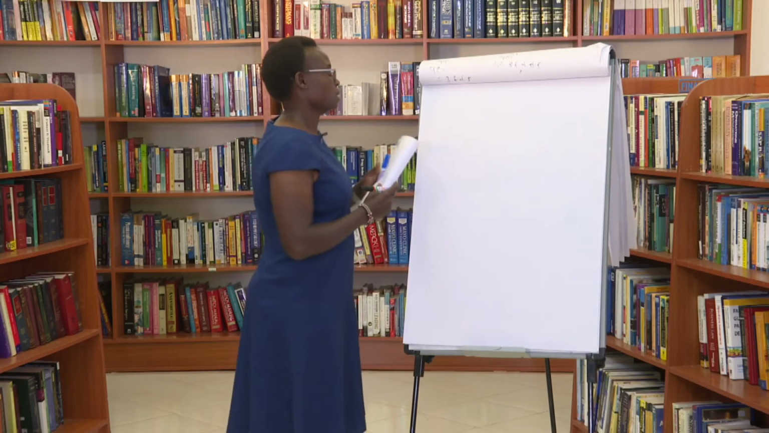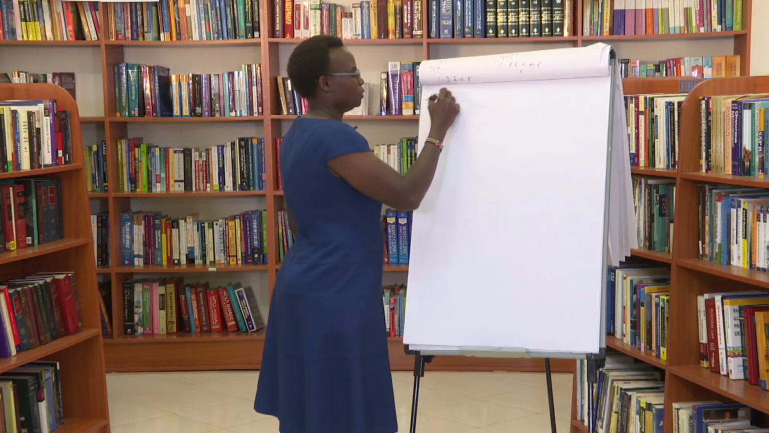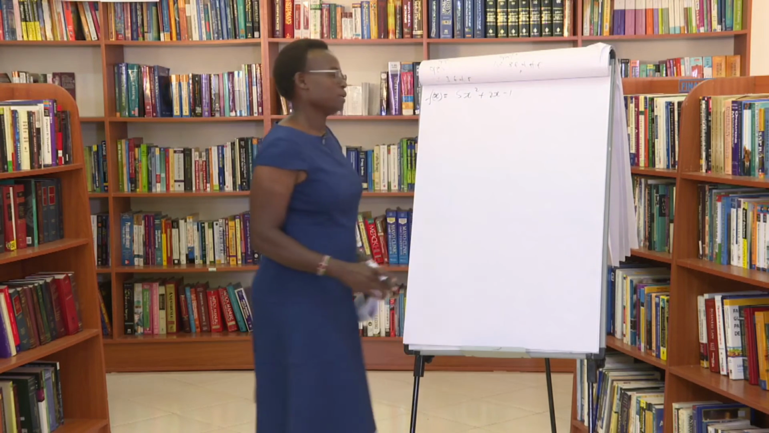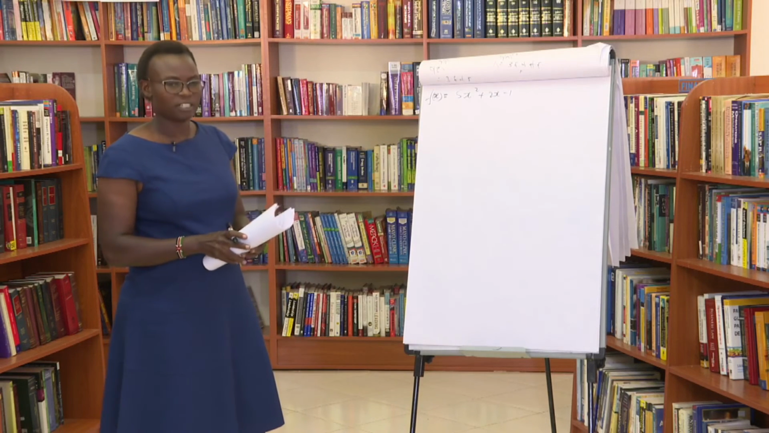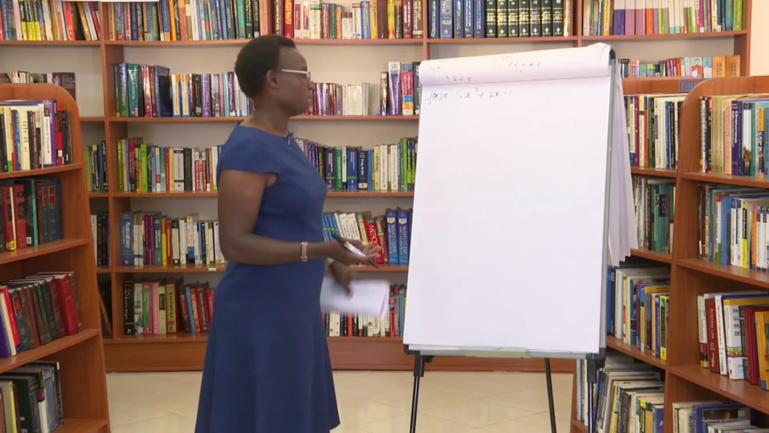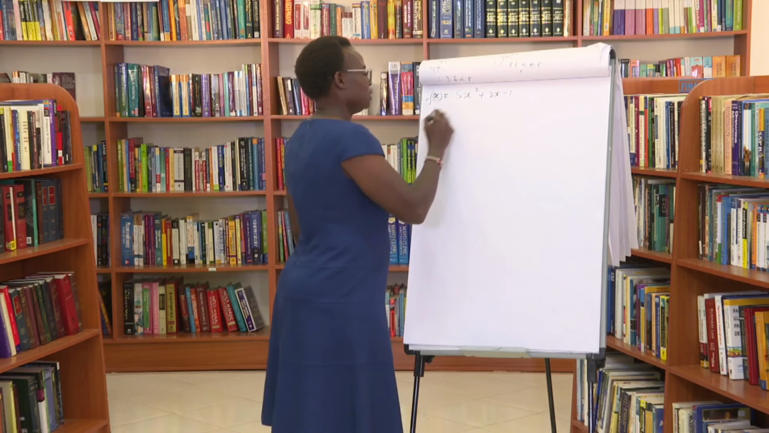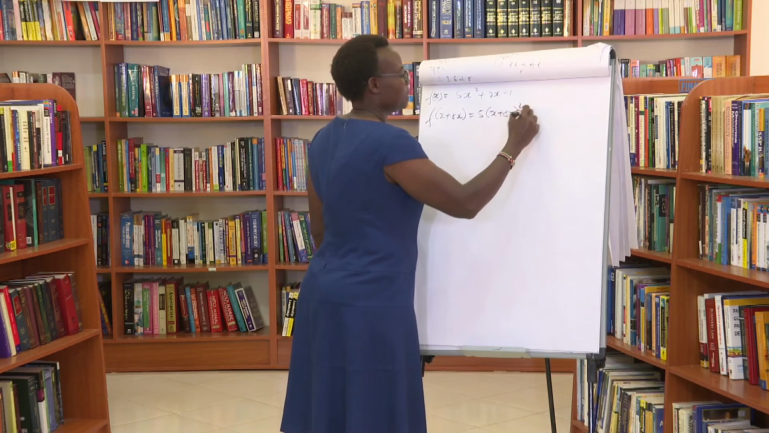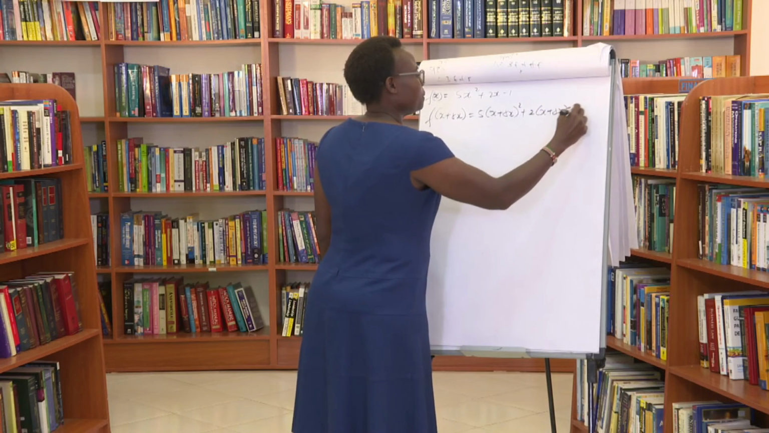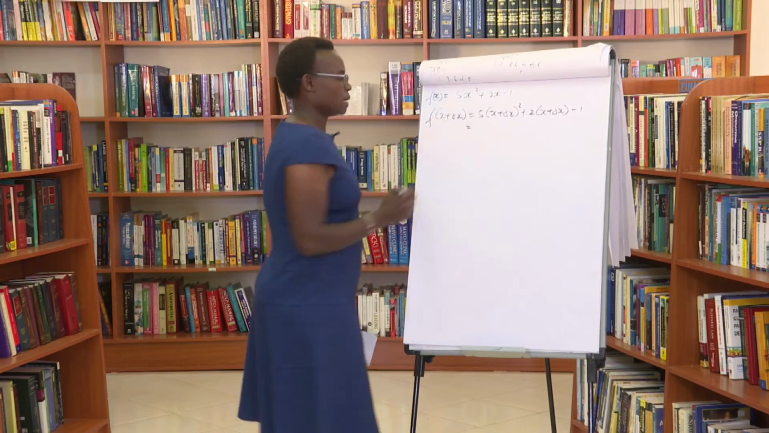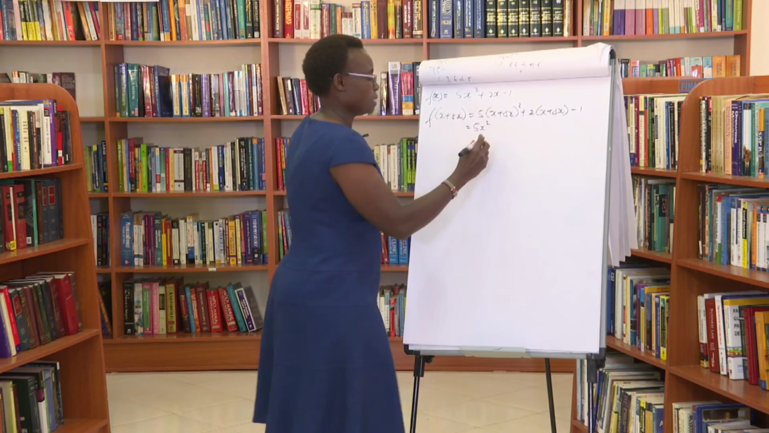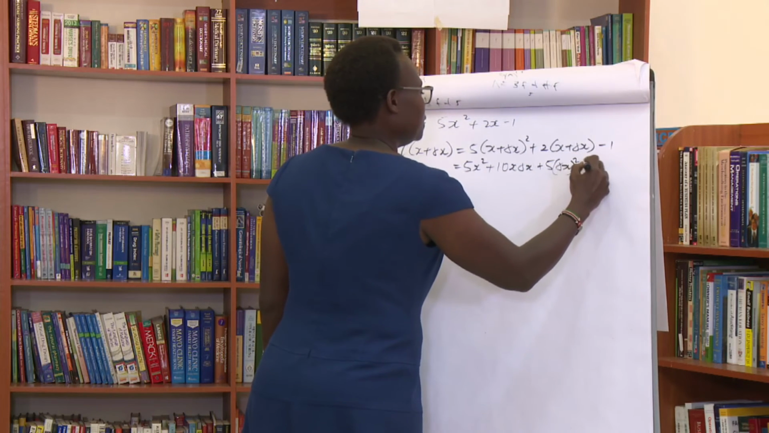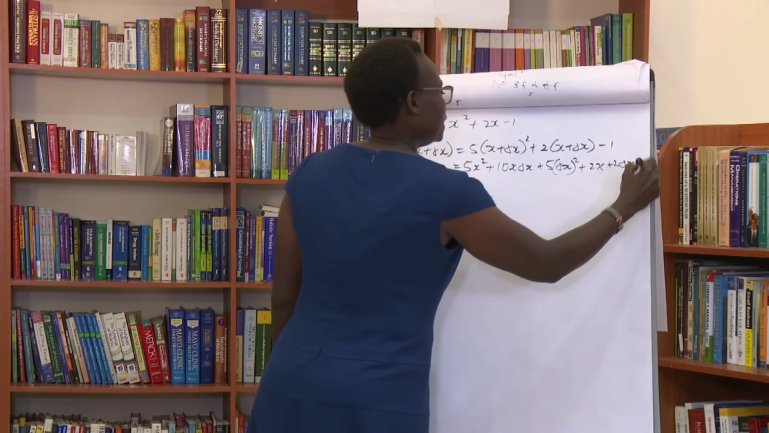Second example, we have f of x is equals to 5x squared plus 2x minus 1. Again, we are supposed to get the derivative of this function from first principles or by the limiting process. So again, we need f of x plus change in x. This will give us 5 into x plus change in x squared plus 2 into x plus change in x minus 1. If we open up this bracket, this will give us 5x squared plus 10x change in x plus 5 change in x squared plus 2x plus 2 change in x minus 1.